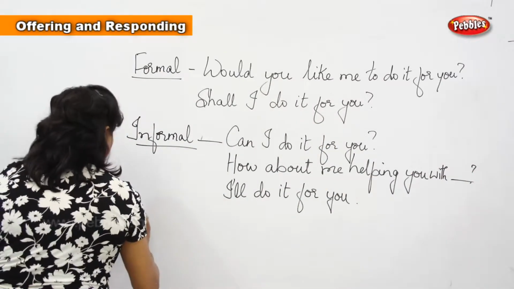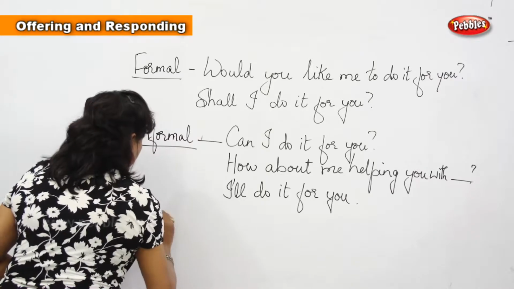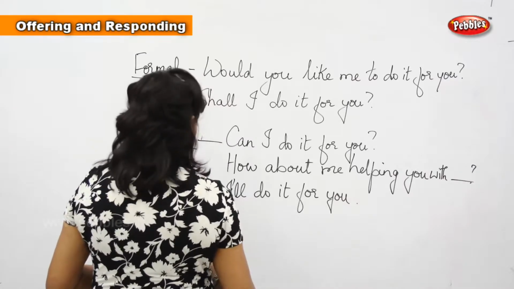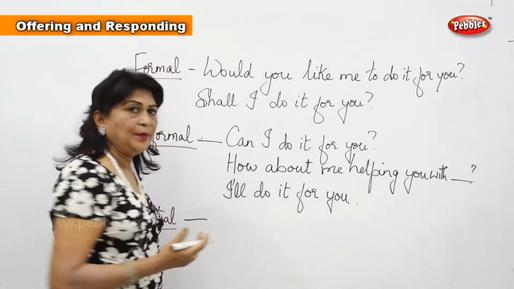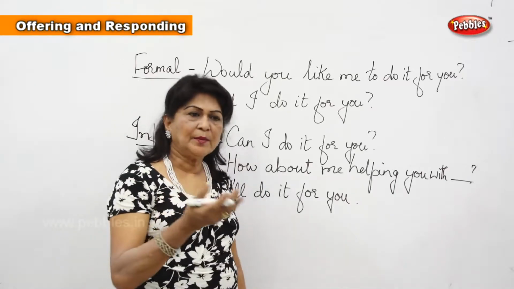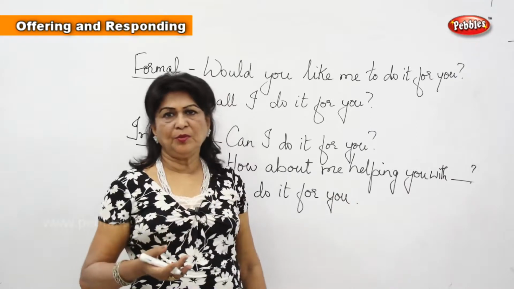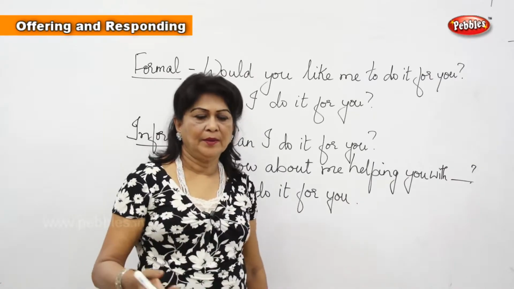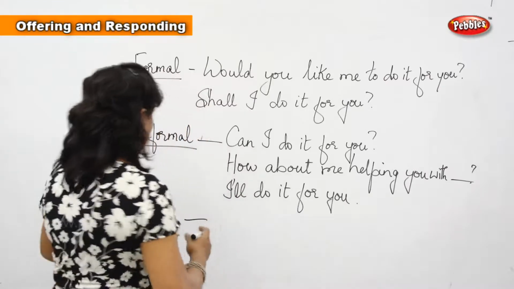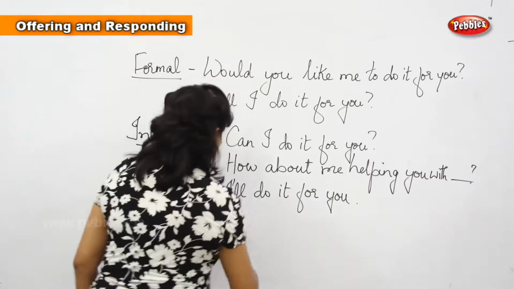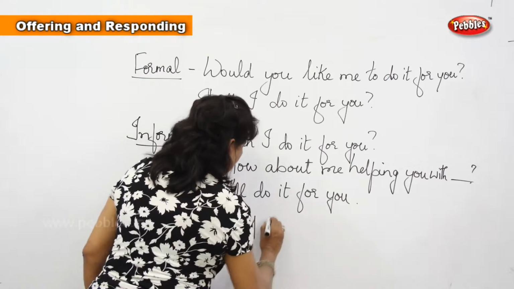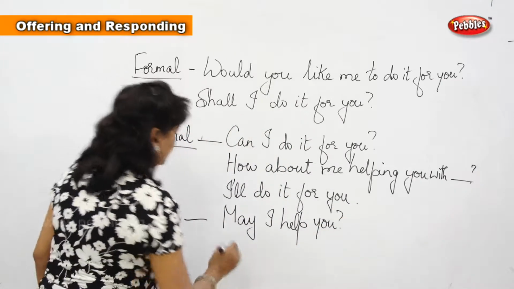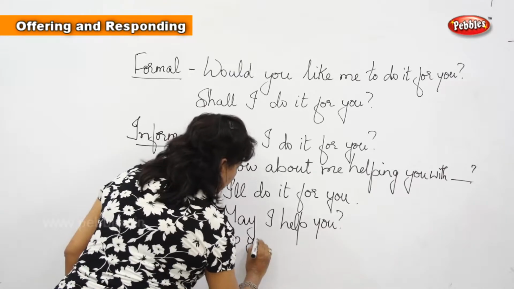Okay, next is a neutral situation. Neutral situation also can be, that is neutral situation is maybe some acquaintance or a stranger you meet, or someone on the way you want to help. Okay, so in such cases that's a neutral situation. Do you want me to help you?